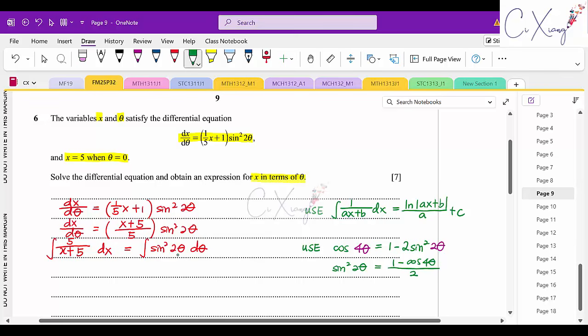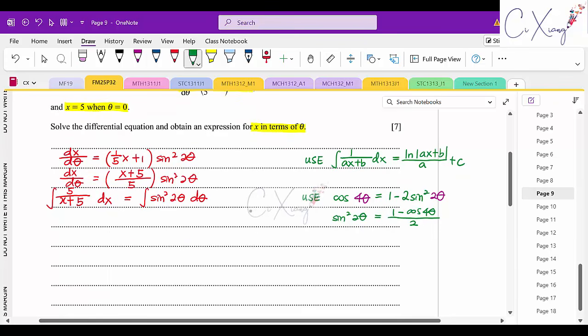Now I want to substitute sine square 2 theta using this equation, and you can see that it becomes no more square. When you have no square in the trigonometric term, then you can integrate it directly. So this is one of the expressions that you can integrate directly without the square. Okay, now let us continue.